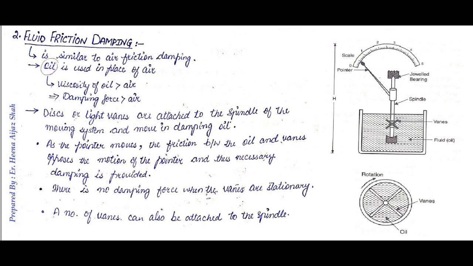Here, one point that can be noted is that we can use a number of vanes instead of a single vane. That means a number of vanes can be attached to a spindle in this case.